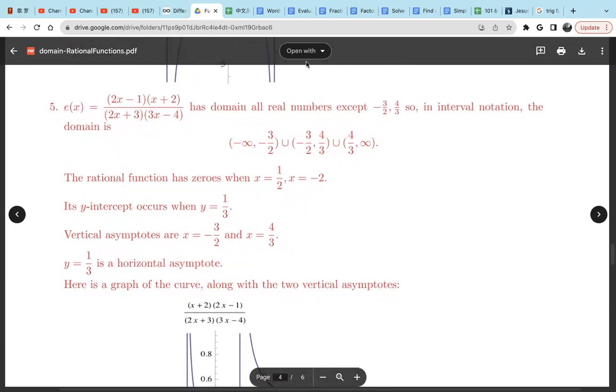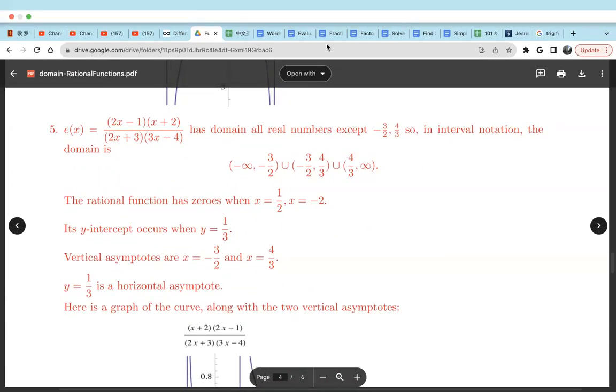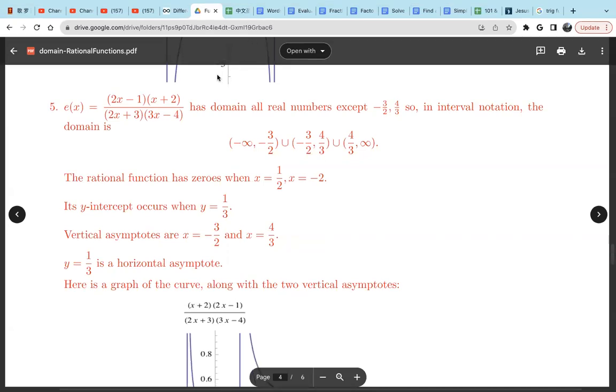So this one is similar, just with a little bit more difficult numbers to deal with. Domain from the denominator, so 2x plus 3 not equal to 0. That gives us x not equal to -3/2. 3x minus 4 not equal to 0. That gives us 4/3. And x cannot be those 2 numbers. Already in interval notation.